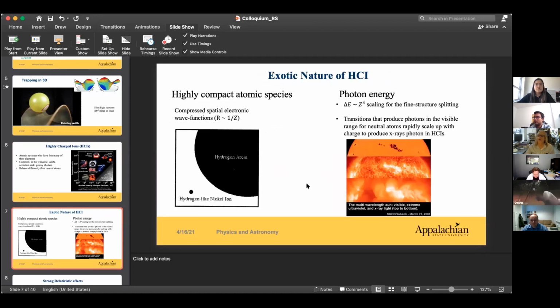And the other reason why highly charged ions are interesting is that they behave quite differently from neutral atoms. For example, if you look at this cartoon here, it shows a comparison of a hydrogen atom versus a hydrogen-like nickel ion. So if you think about this, nickel has 28 electrons. So what hydrogen-like means is that you have removed 27 electrons from the system. So it only has one electron remaining, and that's why it's called hydrogen-like, but it's still a nickel atom.